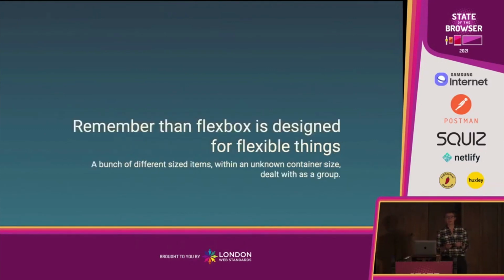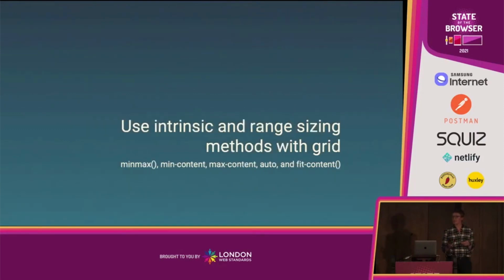So remember that Flexbox is designed for flexible things, a bunch of different sized items with an unknown container size. It's really good at that sort of stuff. Use intrinsic and range sizing methods with grid. Look at the different ways that you can size tracks and elements in grid. And don't restrict grid to only being used for the whole layout of your page. It's great for components, like that little header, making a heading into a grid. If you have in your mind that grid is only for making fixed grids, you miss out on a lot of really neat stuff where you can use it for small components.